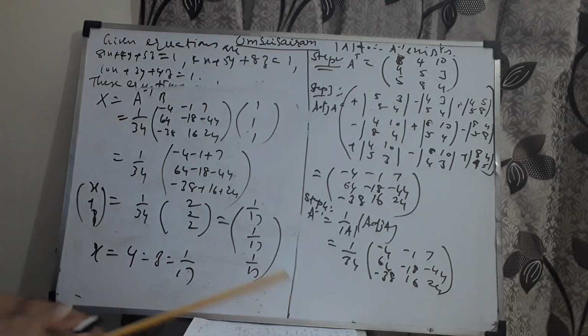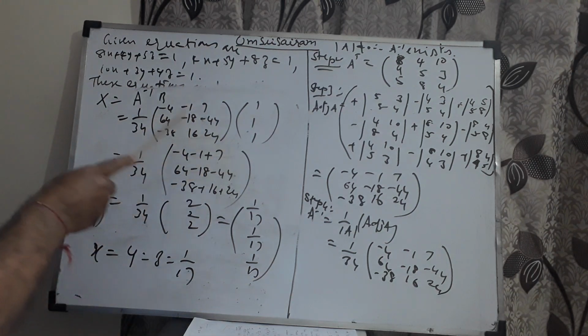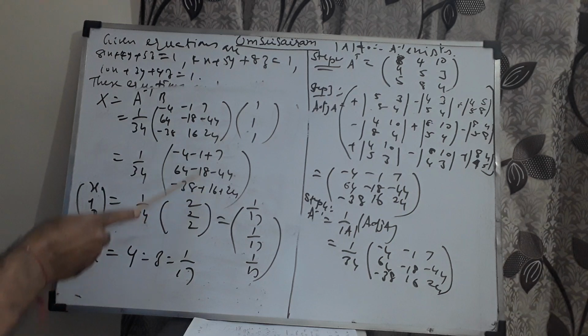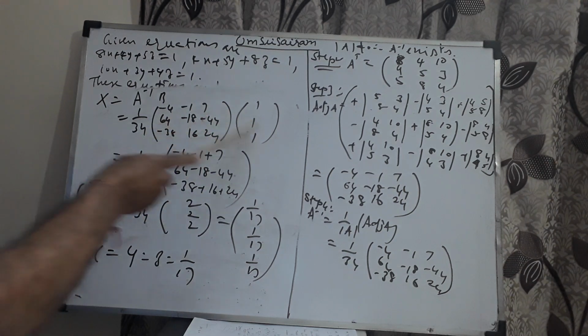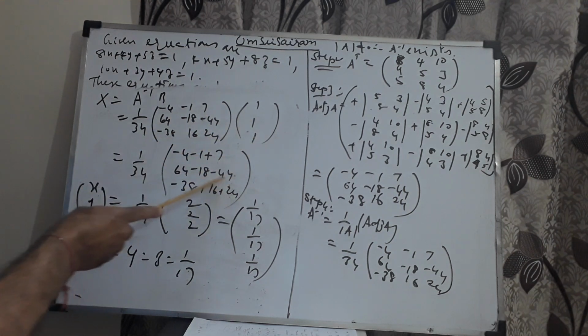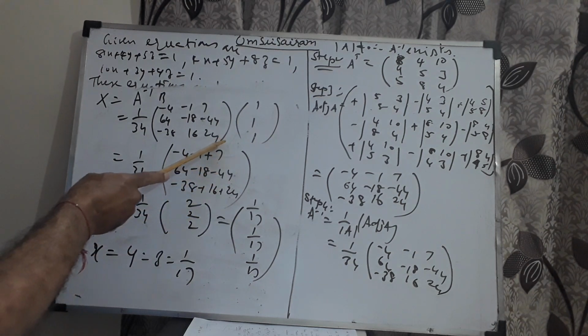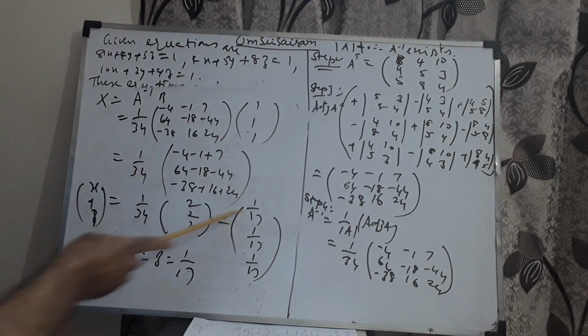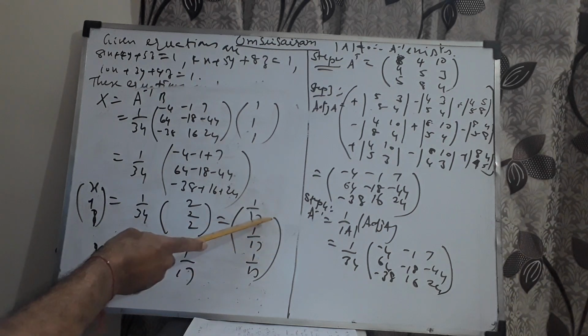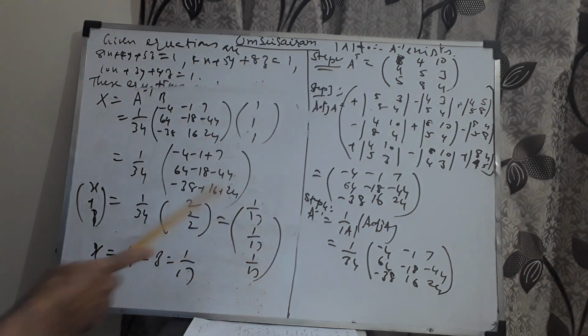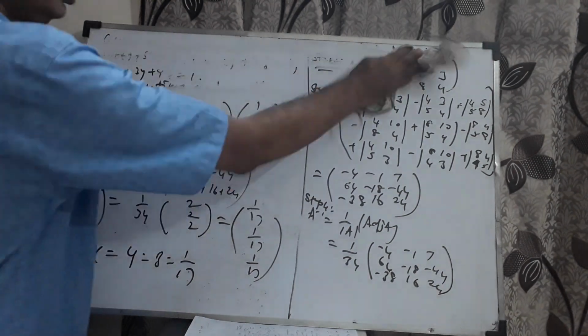Therefore, let me just check this product once again. Minus 4 minus 7 minus 5 is 2. 64, 44, minus 44 minus 18, 62. 64 minus 62 is 2. 40 minus 38 is 2. 2 by 34 is 1 by 17, sorry. 2 by 34 is 1 by 17. For x is 1 by 17. Y is 1 by 17. Z is 1 by 17. That will be the final answer.